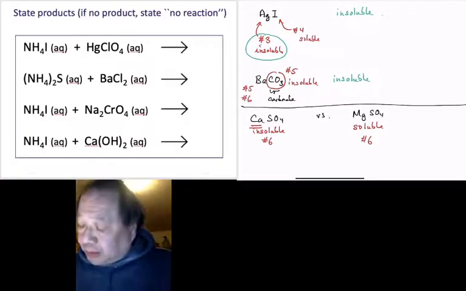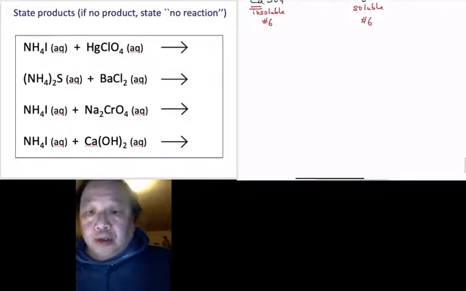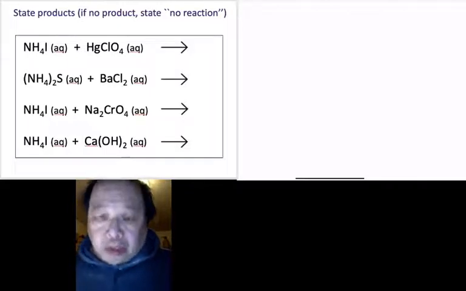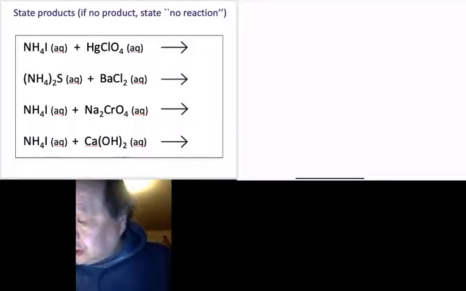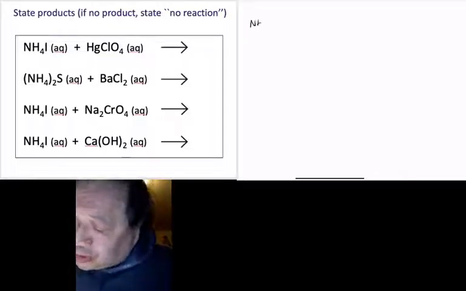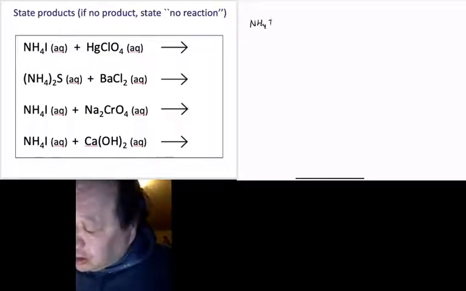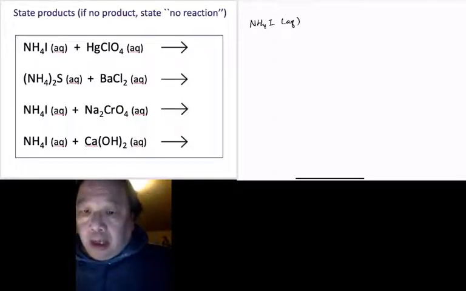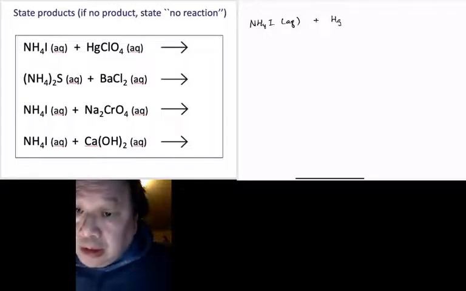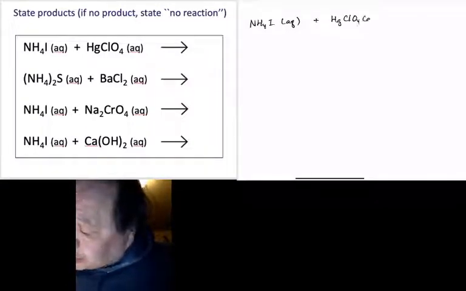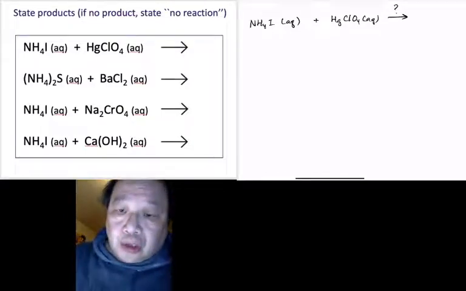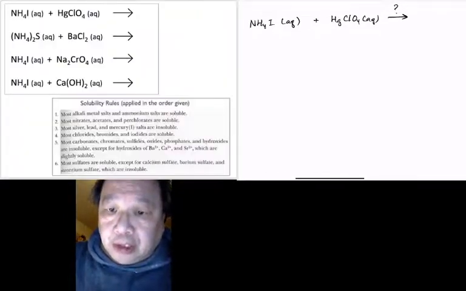But the actual problems that you will probably see on the exam will go to the next step. And they're going to be, does the reaction occur? And we'll just do a few of these. Here's the first one, NH4I aqueous and HgClO4 aqueous. And the question is, is there a reaction? And we're going to need the rules, so I'll put the rules down here in the next slide.